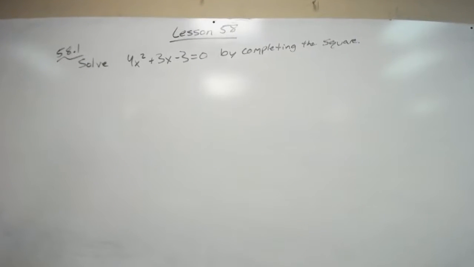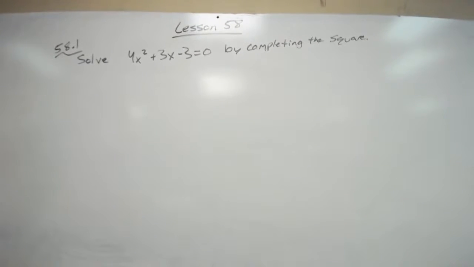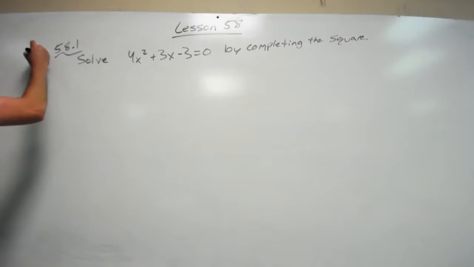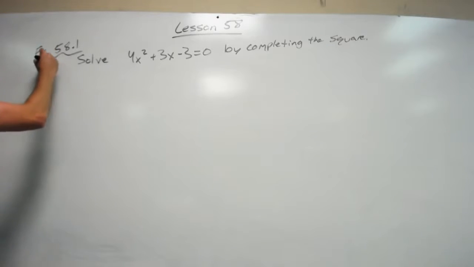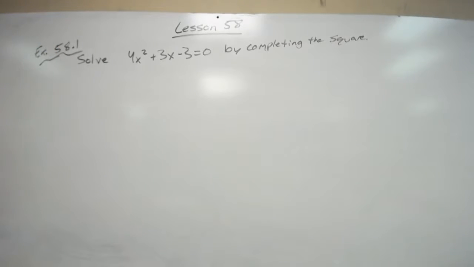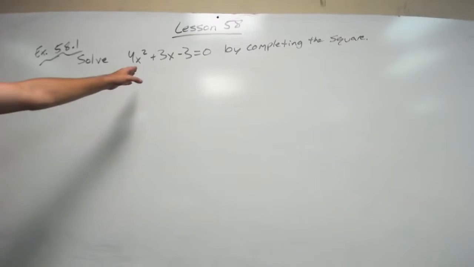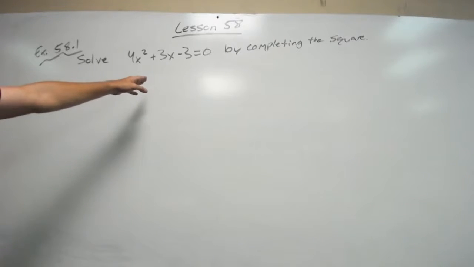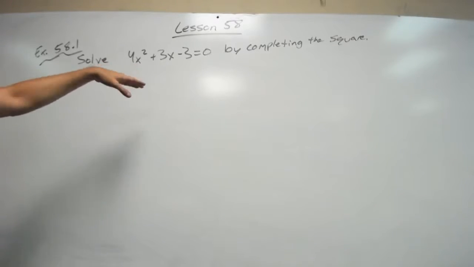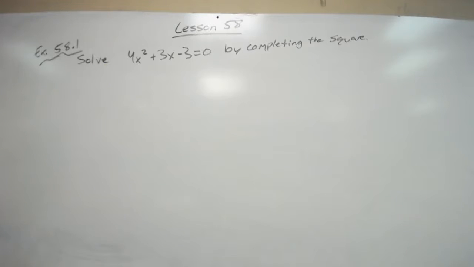We're going to continue learning a step further and completing the square on lesson 58. I'm actually only going to do one example here because you know how to do completing the square and you should get the idea here after one problem. But it says solve 4x squared plus 3x minus 3, this quadratic equation equals 0, by completing the square.